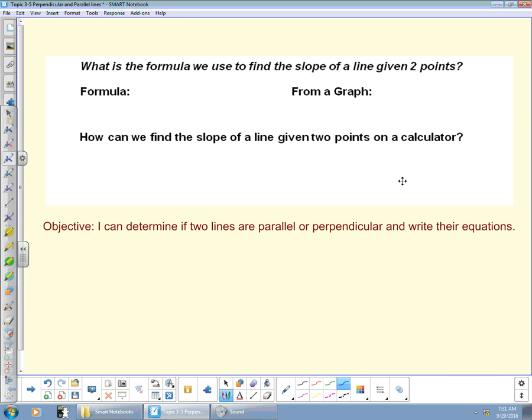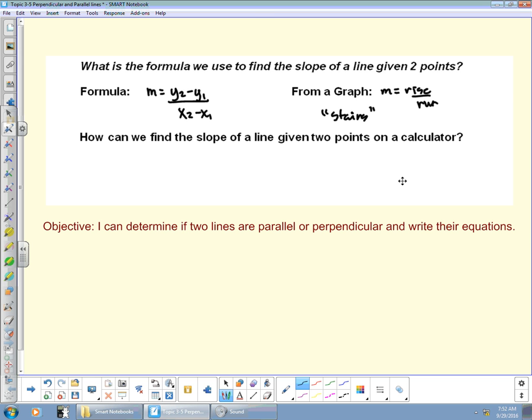Okay, so what is the formula we use to find the slope of a line given 2 points? And that formula looks like this: m is equal to y2 minus y1 over x2 minus x1. And then from a graph, well, it would just be m equals rise over run. And so we would just use the stairs from a graph, like we did in the very first example.